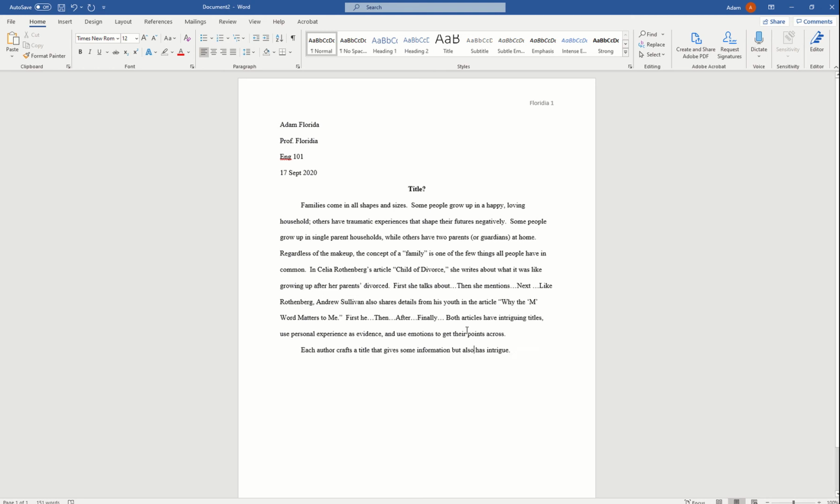Does that go with my thesis? Both articles have intriguing titles. Yes, it does. My topic sentence matches my thesis because my thesis tells what my paper is about, and my topic sentence tells what my paragraph is going to be about. This whole paragraph is only going to be about the titles giving information and being intriguing. I'm not going to mention personal evidence, inspiring, or divorce. I'm not mentioning anything else except the titles because that's what this says the paragraph is about.